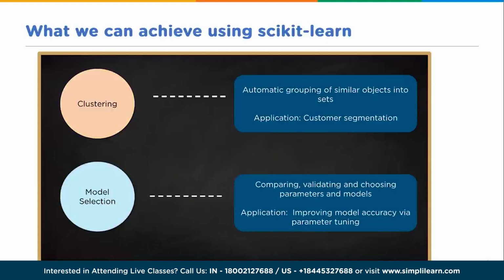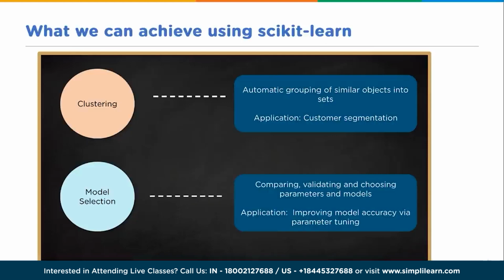We can also do clustering and model selection. Clustering is automatic grouping of similar objects into sets. Customer segmentation is an example. So we have these customers like this, they'll probably also like this. Or if you like this particular kind of features on your objects, maybe you like these other objects. So a referral is a good one, especially on Amazon.com or any of your shopping networks.